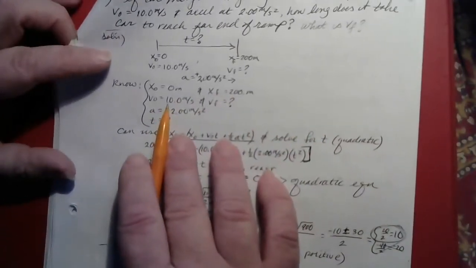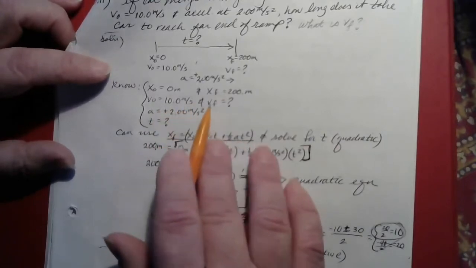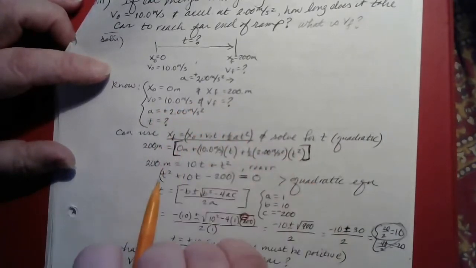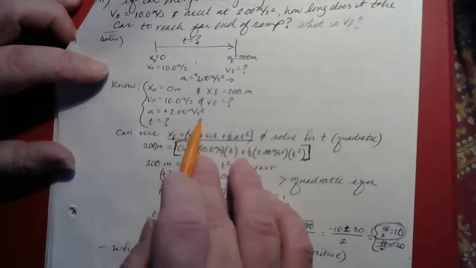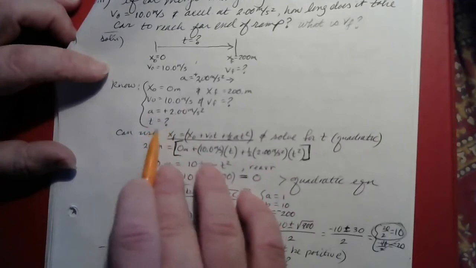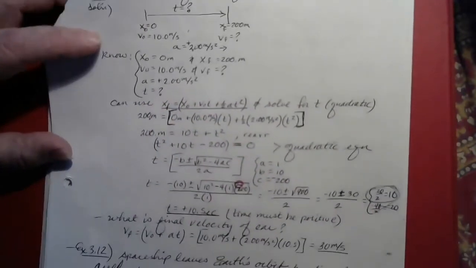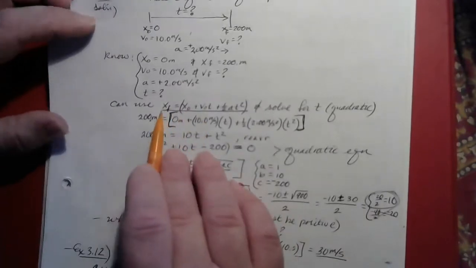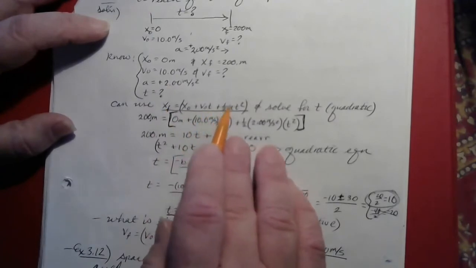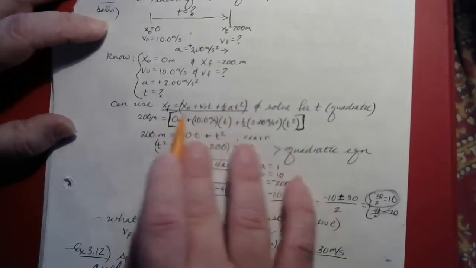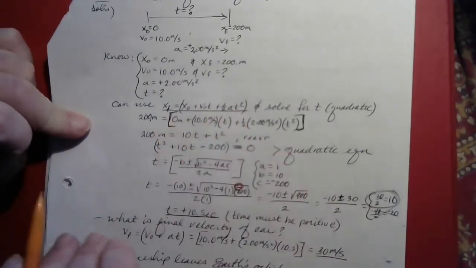We also know that the original velocity is 10 meters per second, and we don't know the final velocity. We know that the acceleration is 2 meters per second squared, but we don't know the time, how much time it takes. So what we can do is use the equation x final equals x original plus v original t plus 1/2 a t squared. Basically, we know everything here except for time.